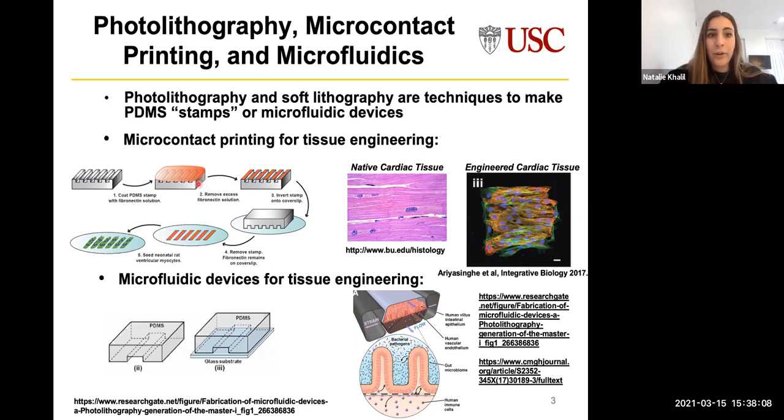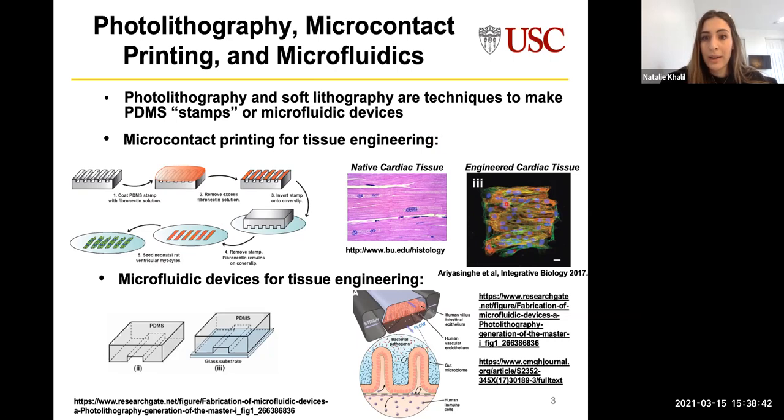And so the first technique that allows us to do this is called microcontact printing. This is pictured here in this flow chart. This is essentially like rubber ink stamping, but instead of stamping ink, we're transferring cell adhesion proteins into desired patterns. And when we culture cells on these patterns, they'll preferentially adhere to these cell adhesion proteins. And patterning cells in such a way allows us to mimic the structure of tissues in the body.